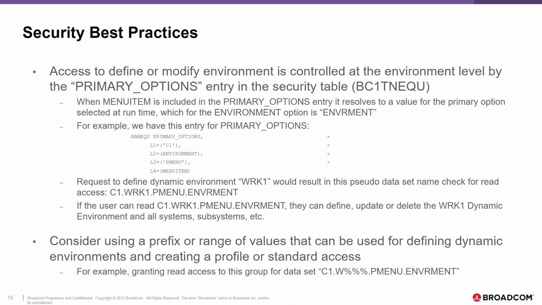We use the menu keyword, which for environment resolves to envrment, and essentially it creates, along with the environment name, a pseudo data set name. So for instance, C1, the name of the environment, P menu, and then the specification for environment, which is envrment, as I said. It creates that pseudo data set name for a read check. If the user can actually read that according to ESI, then they can define, update, and delete those dynamic environments, okay?